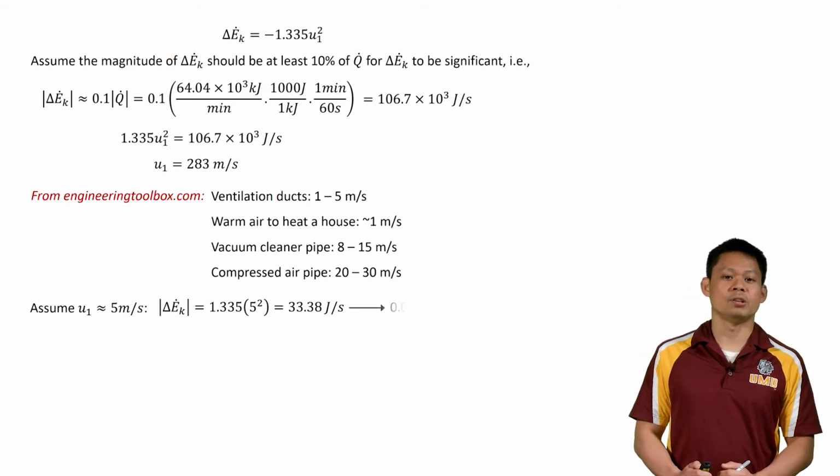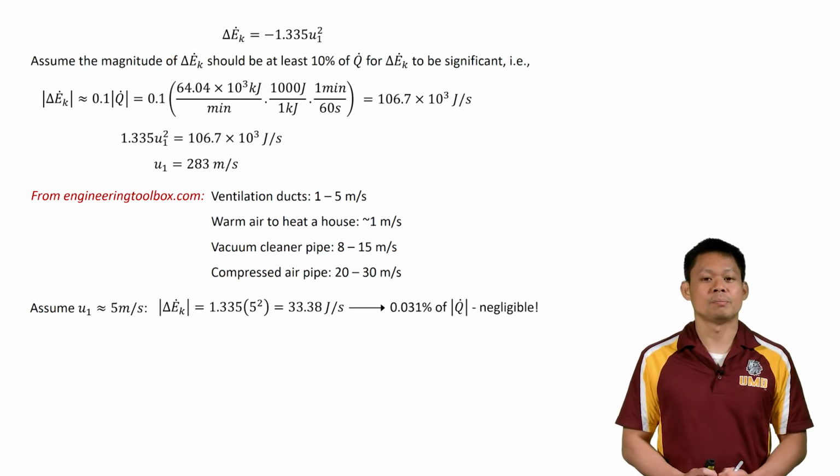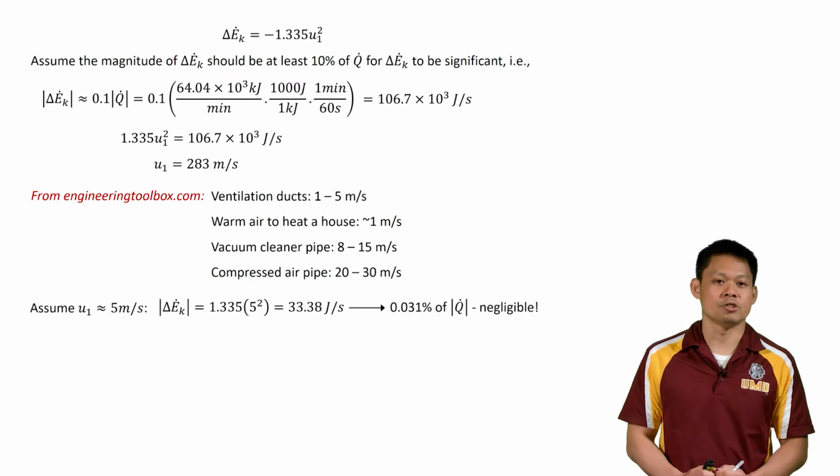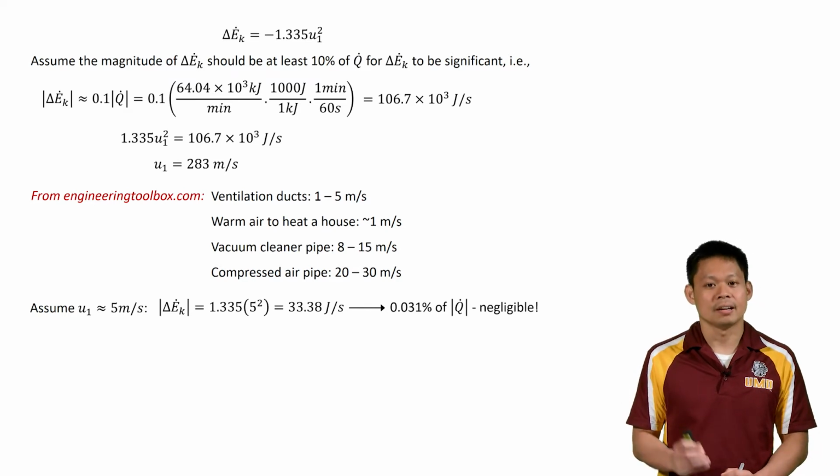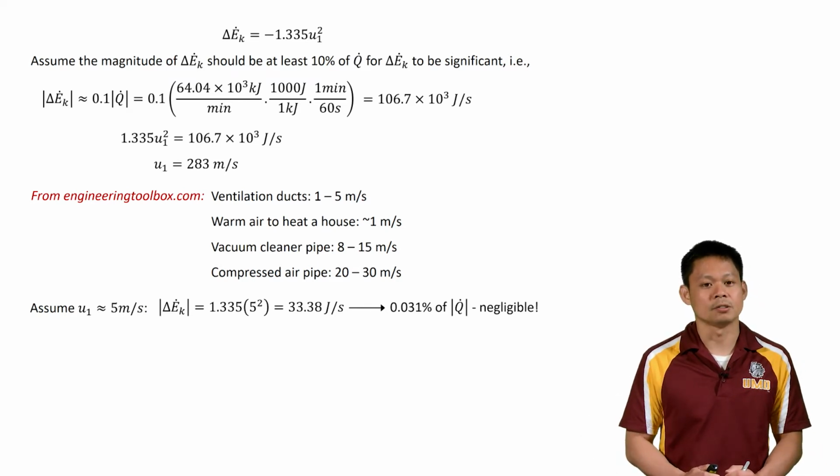Compare that with our Q, it is less than 1% of our Q. And that's why, in general, we can assume that the kinetic energy term is 0. Even though there is some magnitude associated with it, the other terms are just going to swamp that out.